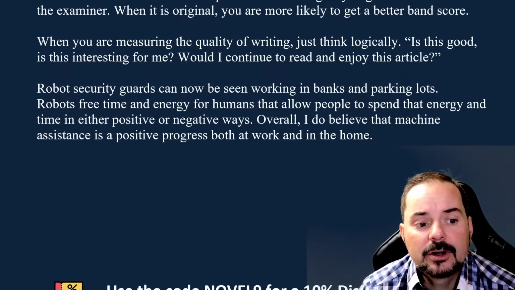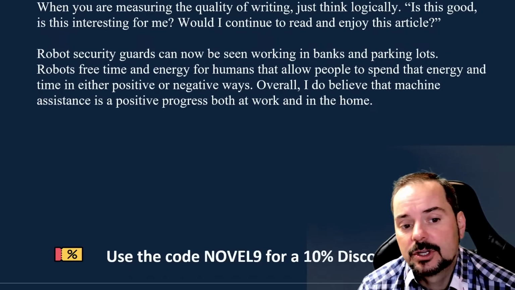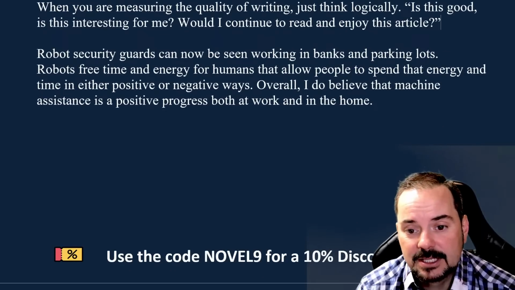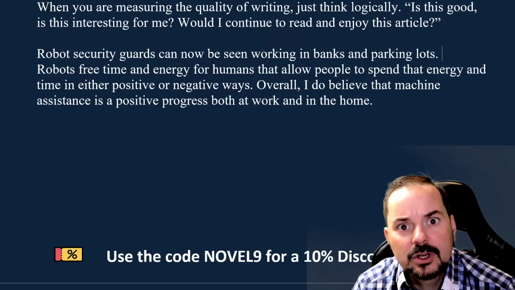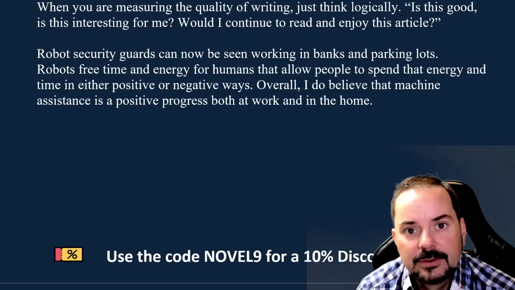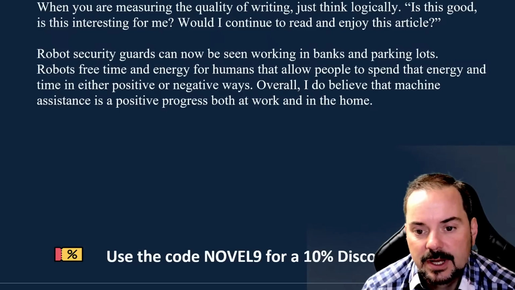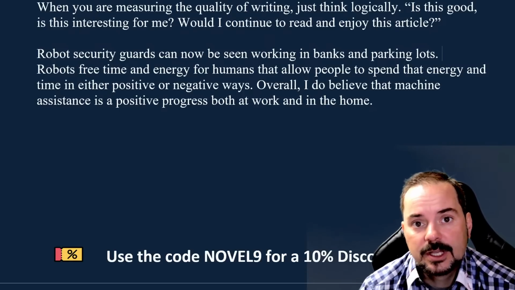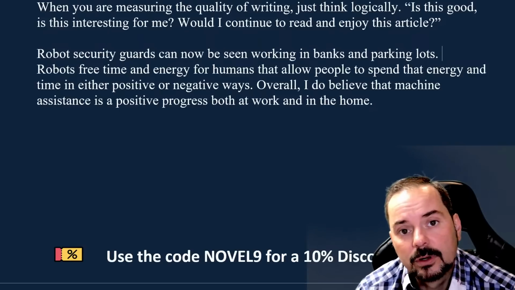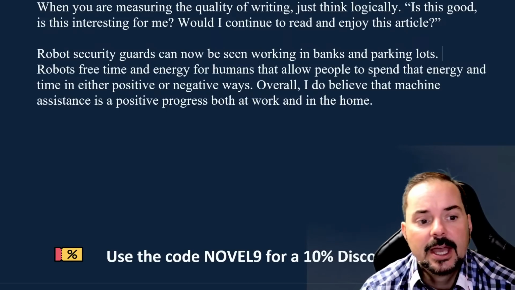And if I read an article that starts this way, robot security guards can now be seen working in banks and parking lots, I can be like, hey, yeah, I saw that. And that was really creepy and weird. What are these guys going to write about this? Or what is this girl going to write about this, right? So I keep reading. It captures me. That's the goal of the hook, right? To capture your reader. And it's not long.